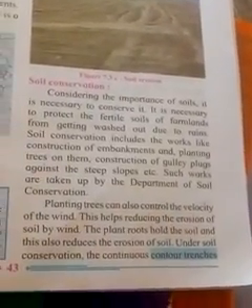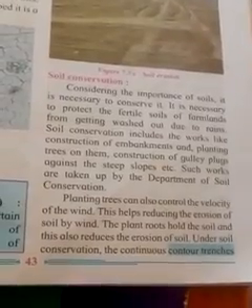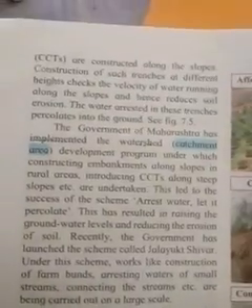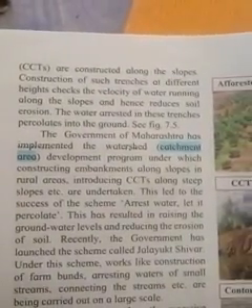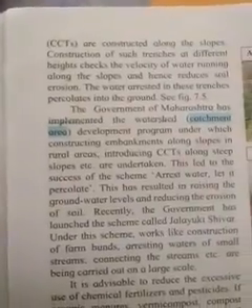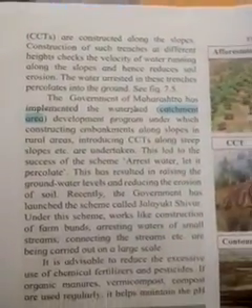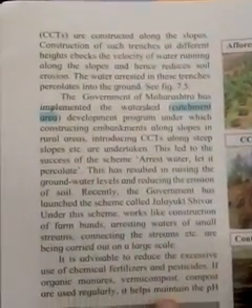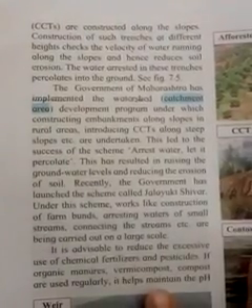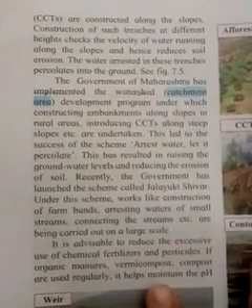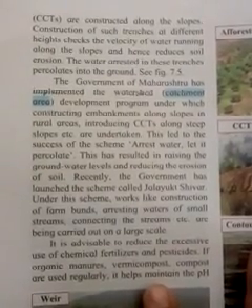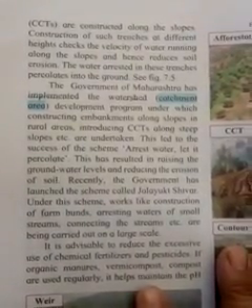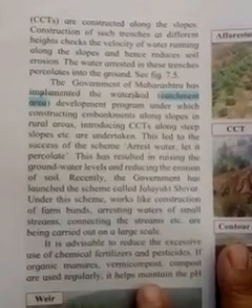Under soil conservation, continuous contour trenches, CCTs, are constructed along the slope. Construction of such trenches at different heights checks the velocity of water running along the slope and hence reduces soil erosion. That means these trenches help control the velocity of the running water, and they control the soil erosion.